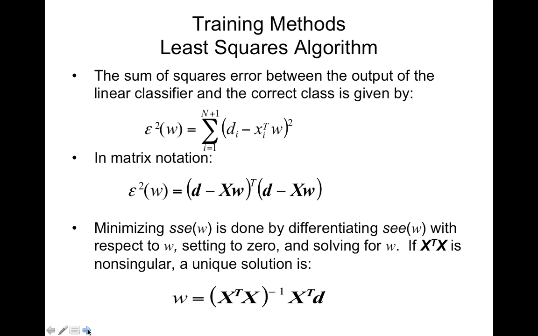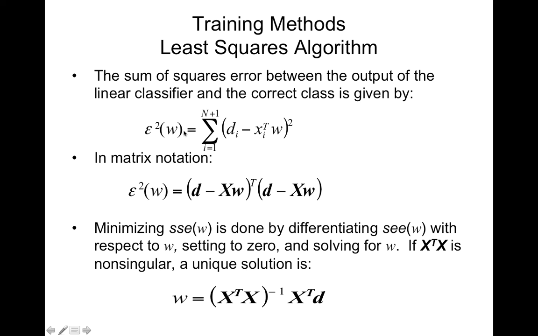Okay, so how do we actually do our training? The way that the training is done is it's using the least squares algorithm. In other words, we're taking the sum of squares error between the output of the linear classifier and the correct class. So our correct class minus the output of our classifier, squared, and that gives us the square error. So then we sum it up and we get the sum of square error. Now what we want is we want that to be minimized.